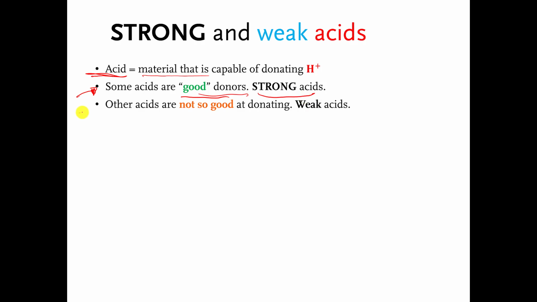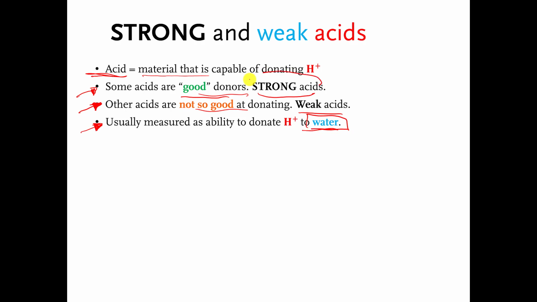Other acids are not so good at donating H+. They'll do it, but they're not very good at it. And if you have this kind of acid, it's called a weak acid. Usually the ability to donate H+ is measured by the ability that the acid has to donate H+ to water. So water is kind of our reference when we compare acids to each other. How good is your acid at donating an H+ to water? Is it really good? Well, then it's a strong acid. If it's not so good, it's a weak acid.